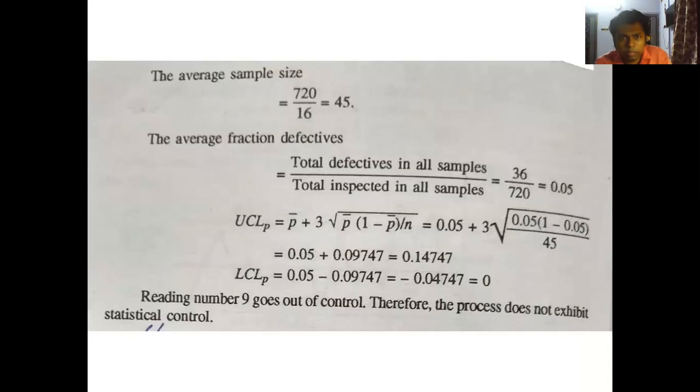So now there is another example that you can check out. This is the same sort of example, only the point is that if the lower limit is negative, you can take this limit as 0, because fraction defective can never be negative. Suppose some items are there and you find that there is no defective, then it will be 0, so it cannot be negative.